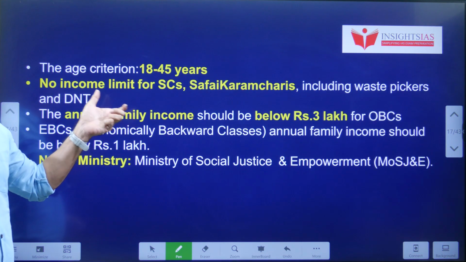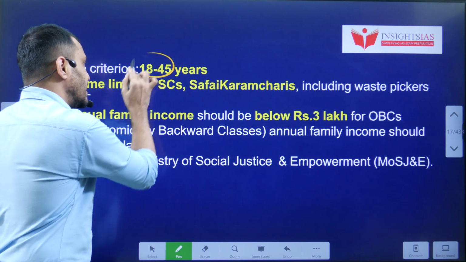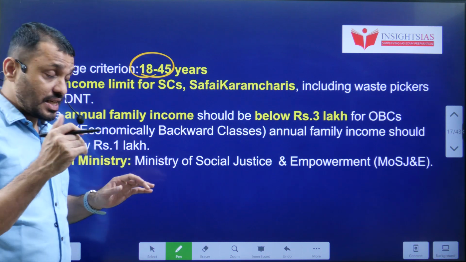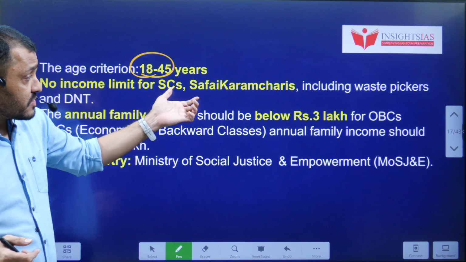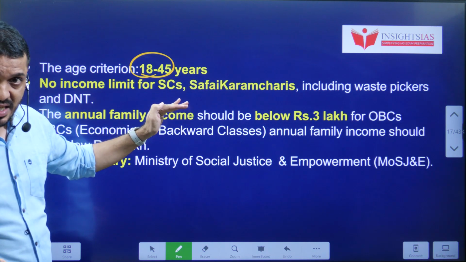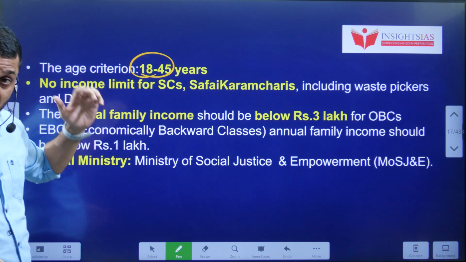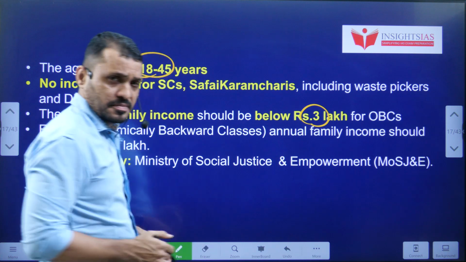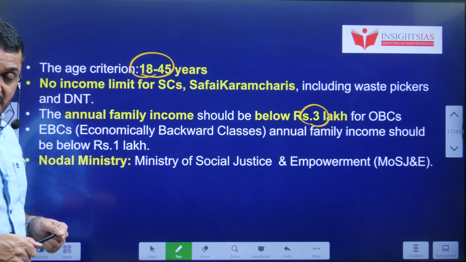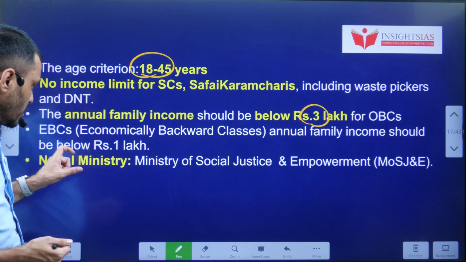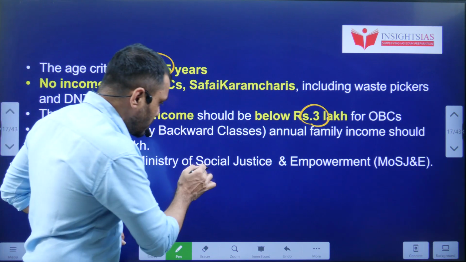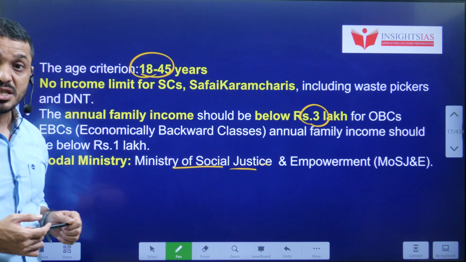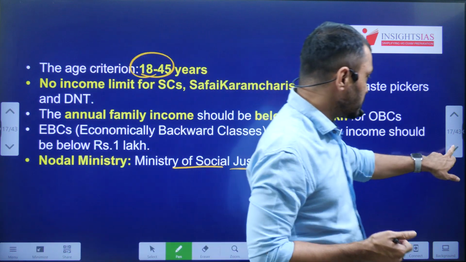The age bracket of this targeted group is 18 to 45 years of age. And there is no annual income limit for scheduled caste families as well as the Safai Karmacharis to come under this training. Whereas for OBC families, the annual income must be below 3 lakhs. And for economically backward class families, the annual income must be below 1 lakh. The nodal ministry coordinating this program is the Ministry of Social Justice and Empowerment.